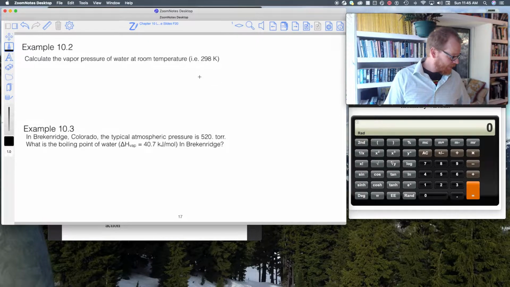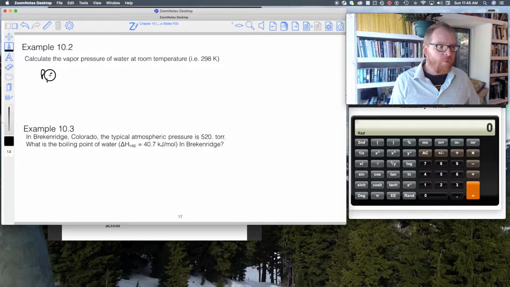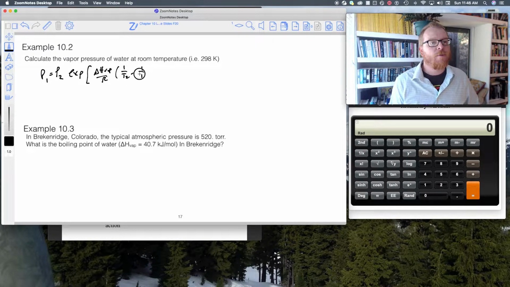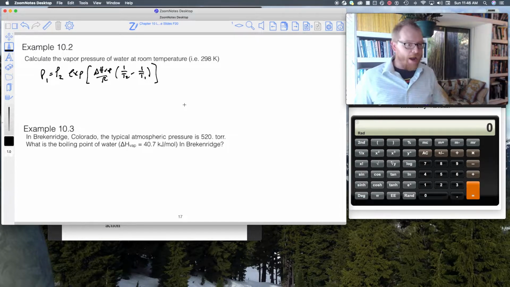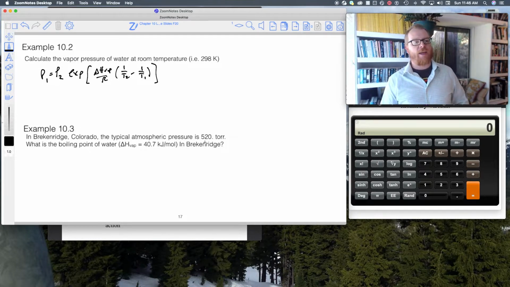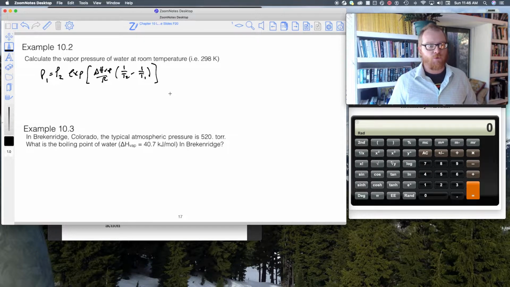Okay, fantastic. So we're going to use this version of the equation. P1 equals P2 exp bracket, and that's delta H of vaporization divided by R times 1 over T2 minus 1 over T1. So this equation is kind of a monster to use, so we're going to take it one step at a time. And the important thing we need to note is defining all these variables.